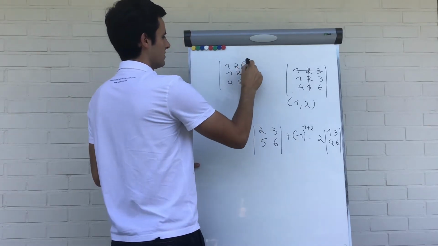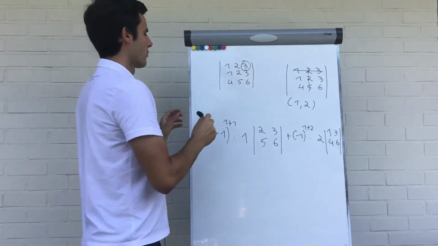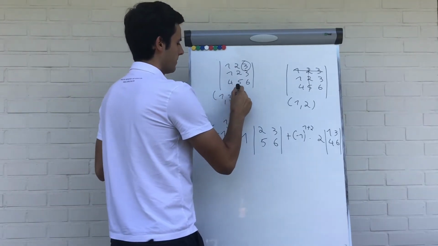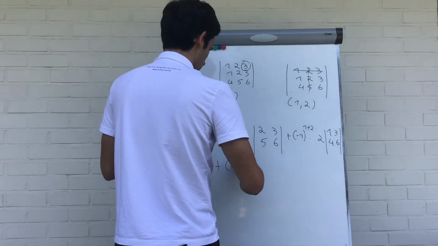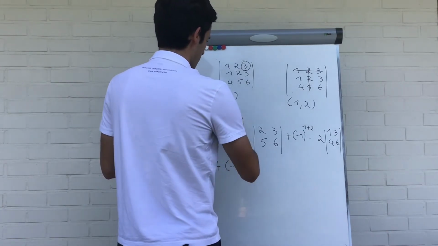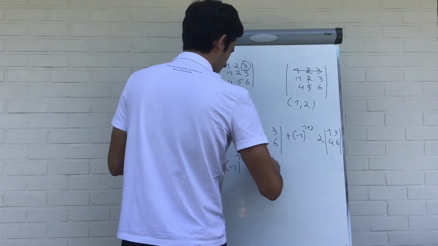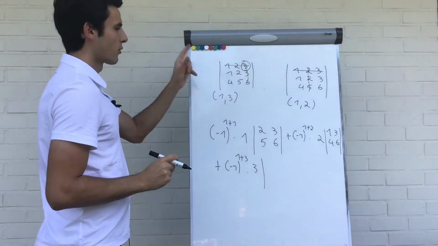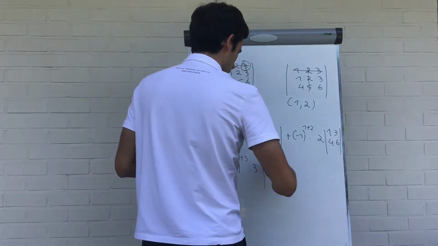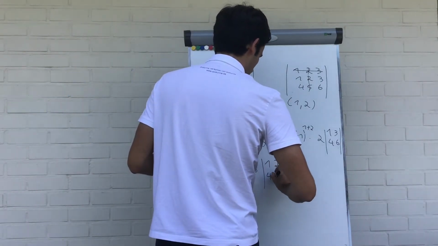So last element is this one, row number 1, column number 3. So we get plus minus 1 to the power of 1 plus 3, multiplied with 3, multiplied with, we remove row 1, column 3, so multiplied with the determinant of 1, 2, 4, 5.